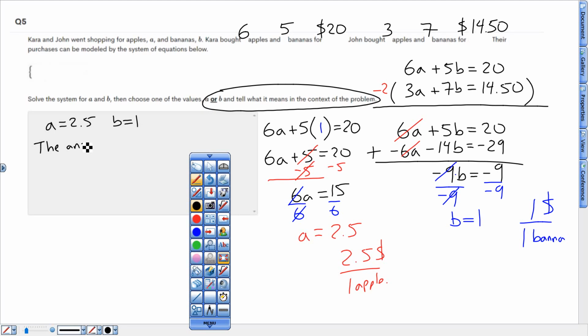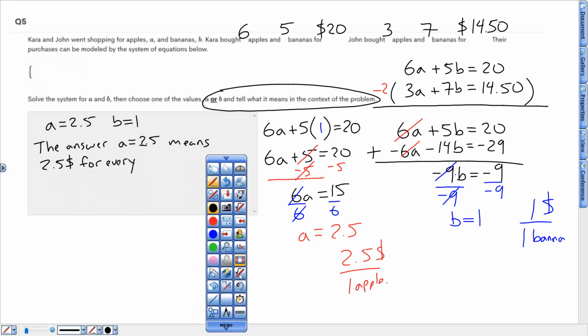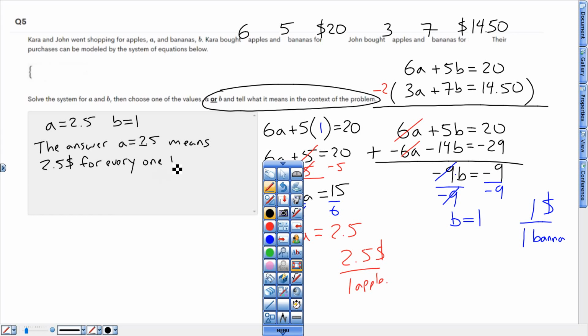the answer A equals 2.5 means $2.50 for every one banana. I'm sorry, not banana. For every one apple, if I'm doing the A1, of course. If you did the B1, 1 represents $1 for every banana. But if I'm doing A, the answer A equals 2.5 means $2.50 for every one apple. So at least write something like that. All right, next problem.